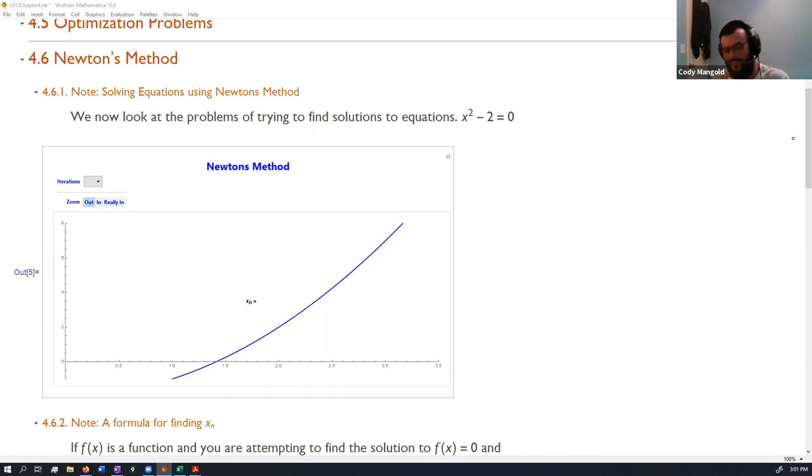All right, everyone. So this is bonus material. I don't always get to talk about Newton's method. A lot of times I run out of time. I think we're going to have enough time for this.